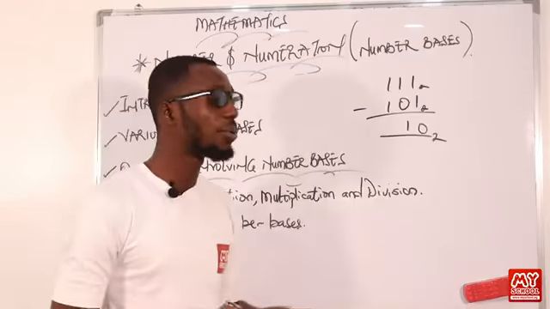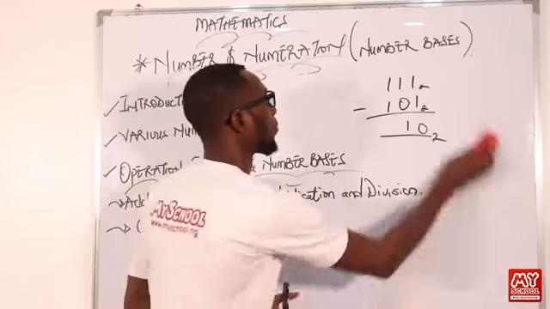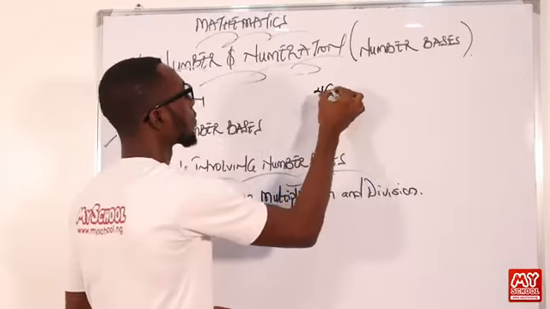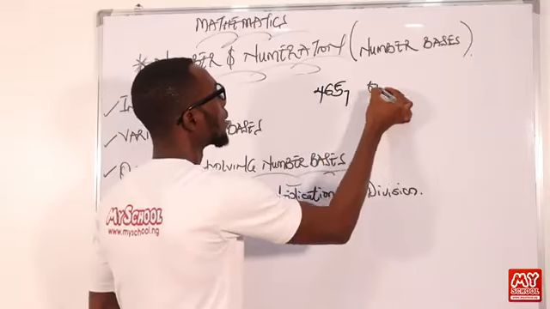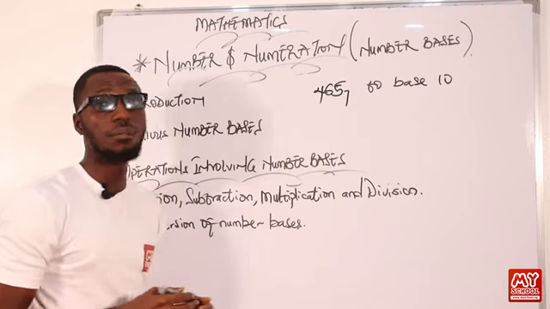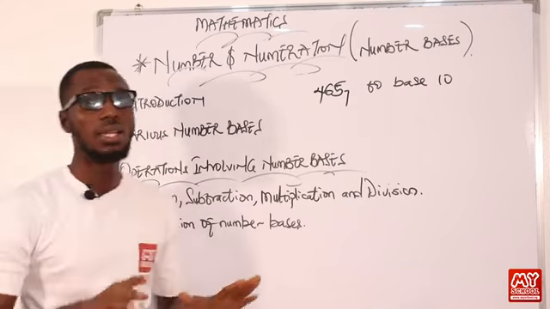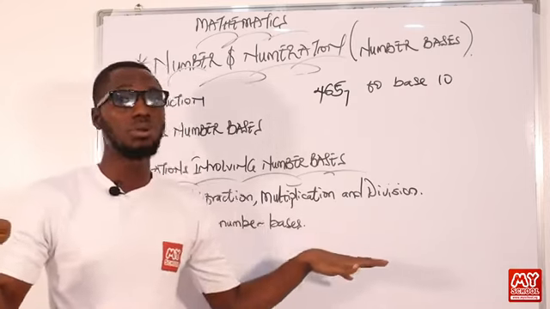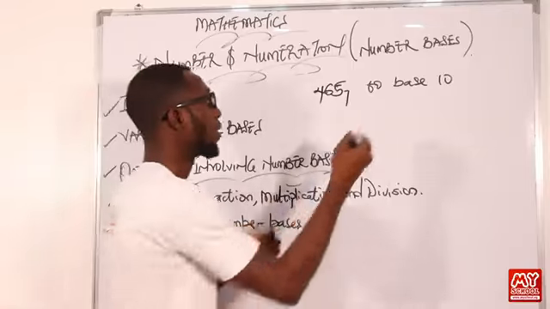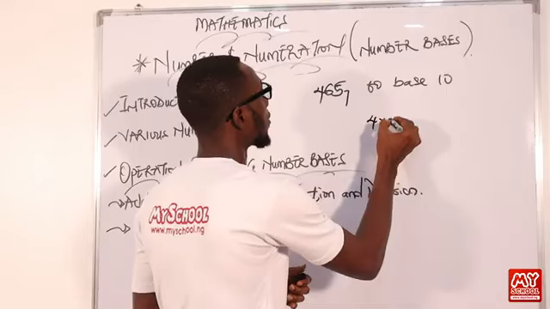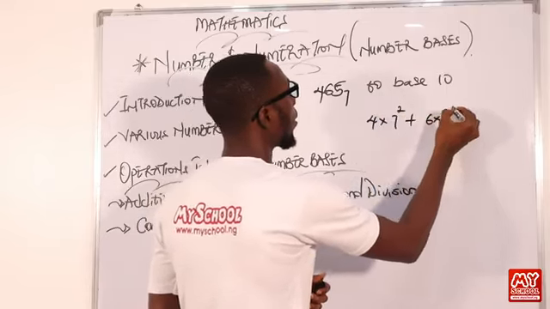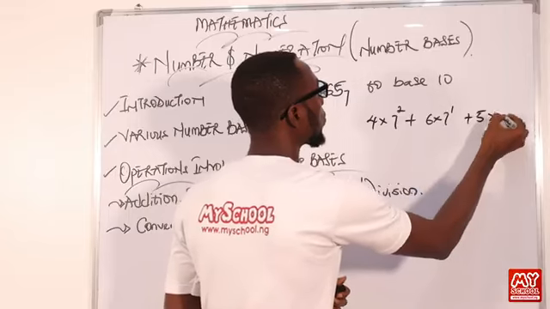For instance, let's say I want to convert this 465 base 7 to base 10. I can use different methods. I can use the normal expansion method, or you can call it the power expansion. This is what I mean. That will just be 4 times 7 raised to power 2 plus 6 times 7 raised to power 1 plus 5 times 7 raised to power 0.